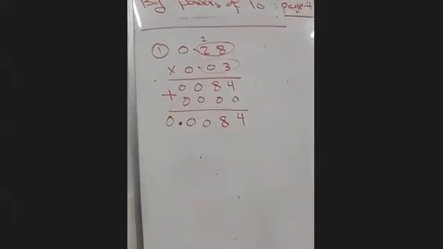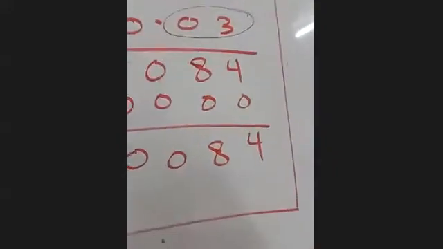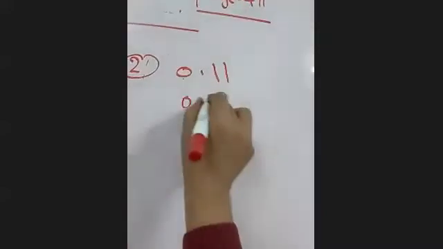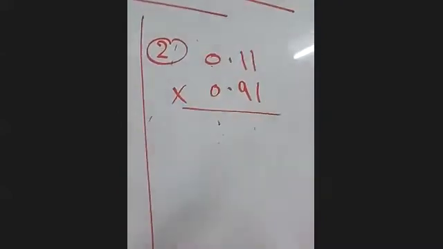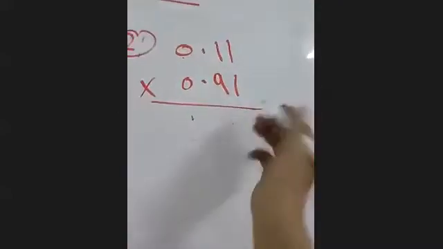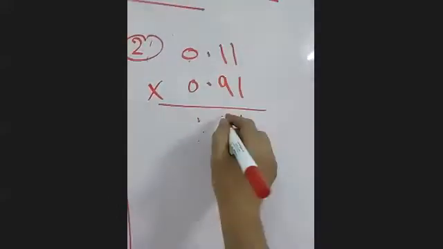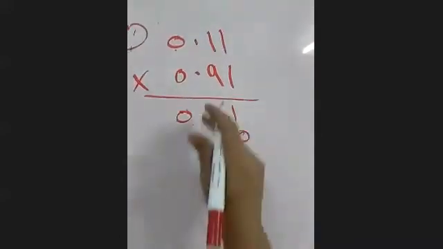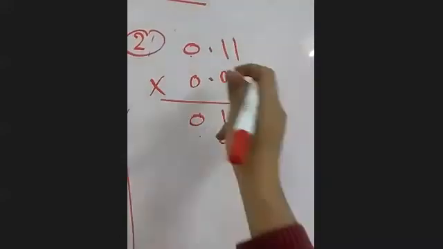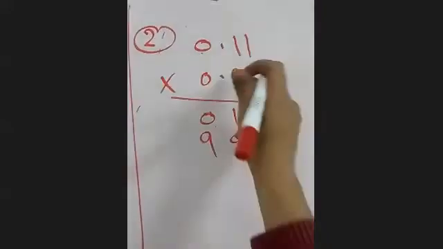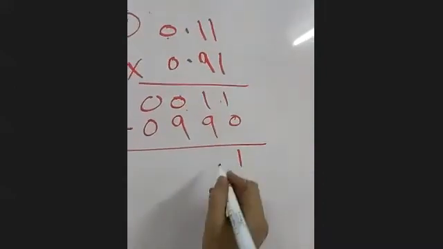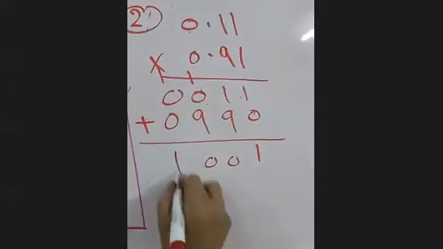Question 2. Read. 0.11 multiply 0.91. Multiply normally. 1 by 1, 1. 1 by 1, 1. 1 by 0, 0. Here we start with 0. 9 by 1, 9. 9 by 1, 9. 9 by 0, 0. Add: 1, 10, 10, 1. Right?